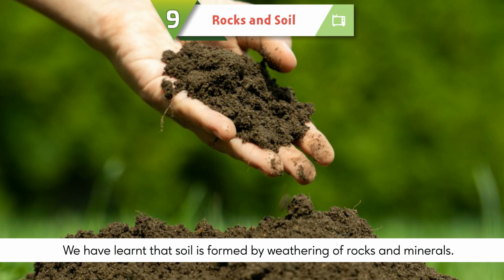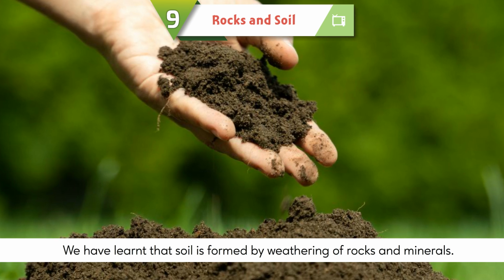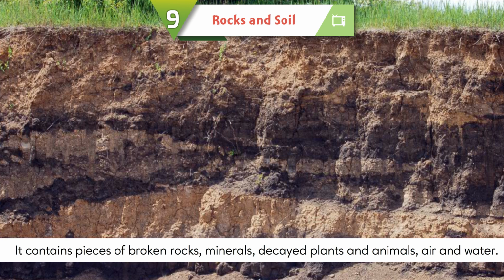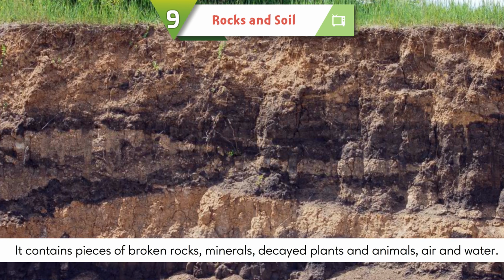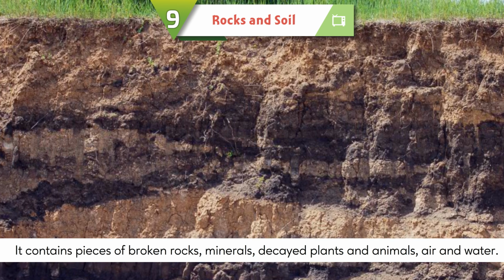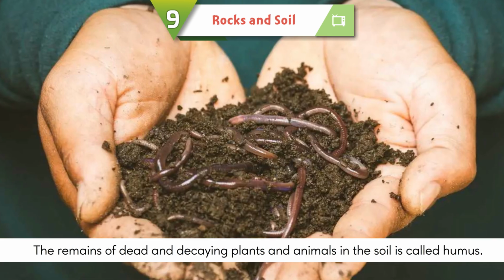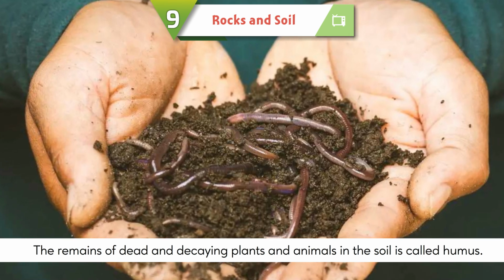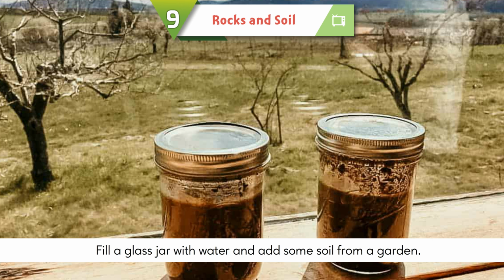Contents of soil. We have learned that soil is formed by weathering of rock and minerals. It contains pieces of broken rocks, minerals, decayed plants and animals, air and water. The remains of dead and decaying plants and animals in the soil is called humus.